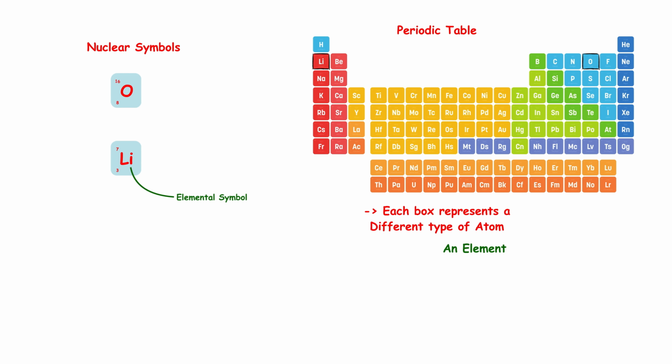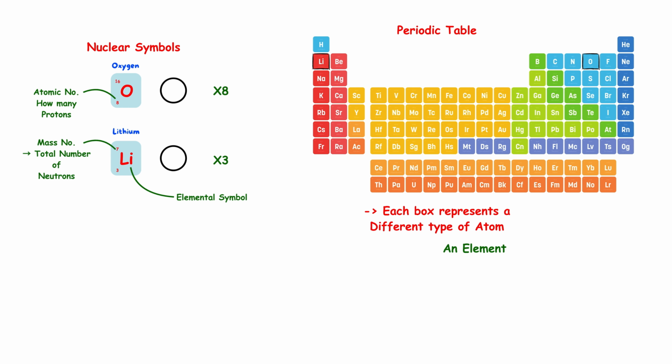Then in the bottom left corner of each box is the atomic number, which tells us how many protons each atom of that element contains. For example, all oxygen atoms have 8 protons and all lithium atoms have 3. This atomic number is extremely important because it is the number of protons that defines what element the atom is, regardless of any other particles it may have. Finally, in the top left corner of the nuclear symbol, we see the mass number, which tells us the total number of protons and neutrons in the atom.